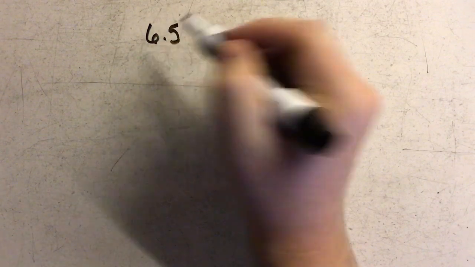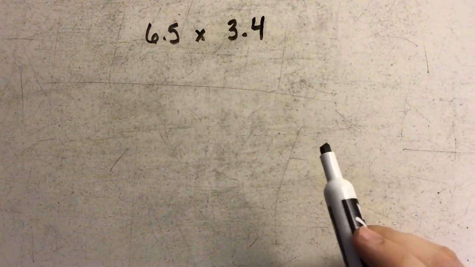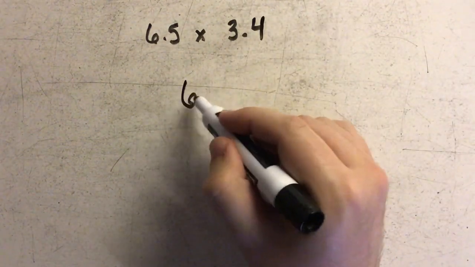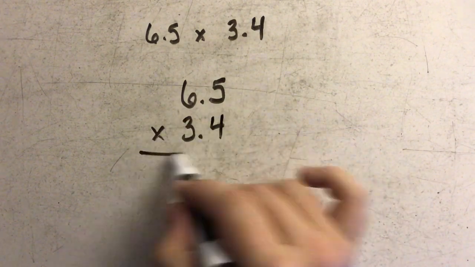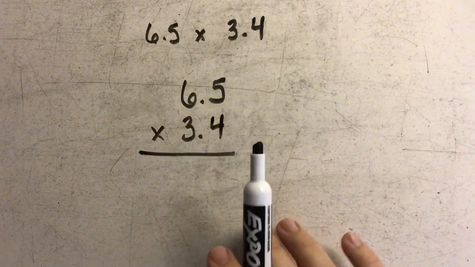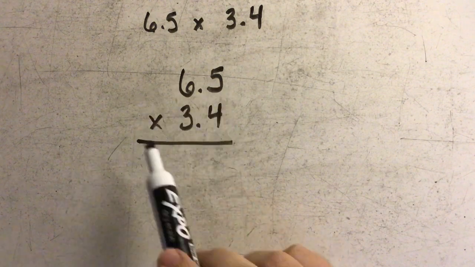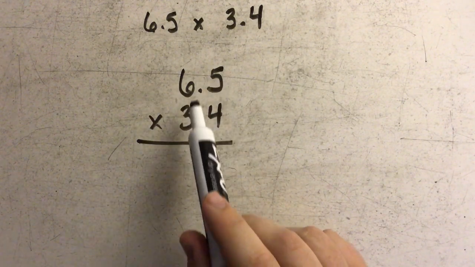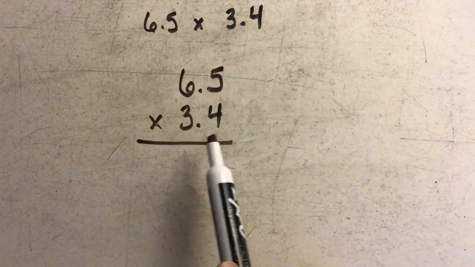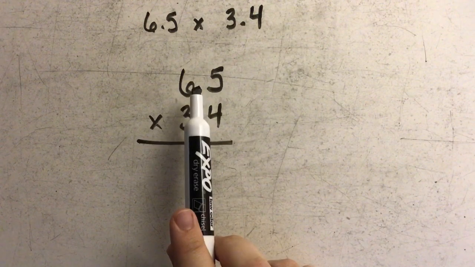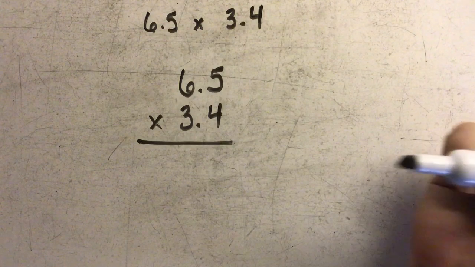We have 6 and 5/10 times 3 and 4/10. And I'm going to set this up where I put one on top of each other. So 6 and 5/10 times 3 and 4/10. When I approach this problem, I see that I have 2 decimal points, but I'm going to pretend as though those decimal points aren't really there. I'm going to solve the problem as if I was really looking at 65 times 34. And I can do that using the standard algorithm.